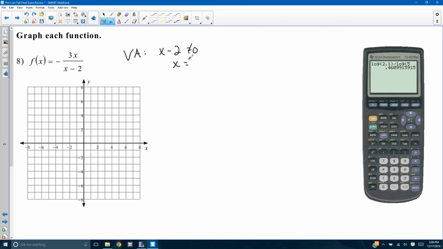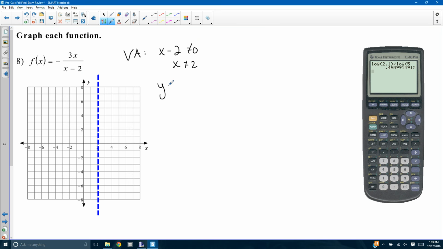So x cannot be 2. So the vertical asymptote is x equals 2, because that's where your points don't touch on this line right here. Okay. Vertical asymptote there. Now let's check for x and y intercepts should they exist.